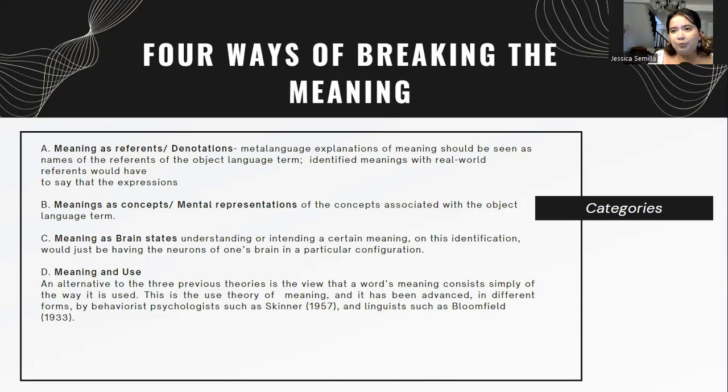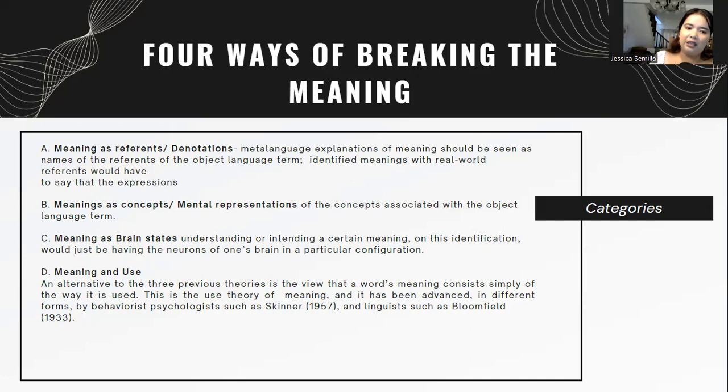Next one is meaning as brain states. What do you mean by meaning as brain states? This is the understanding of intended or intending a certain meaning. So this is how people understand it based on what they know about the certain scenario or the certain thing. Definitely, you try to understand it based on how your brain said it to you. What is the meaning of that certain context or certain word based on what you perceive on the word itself.